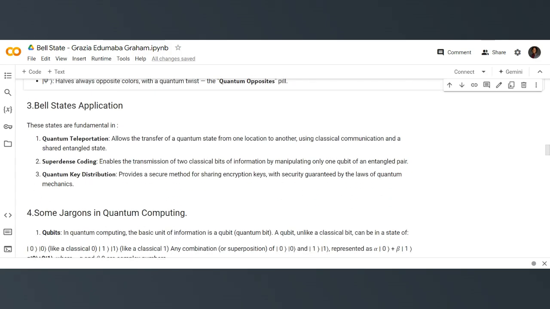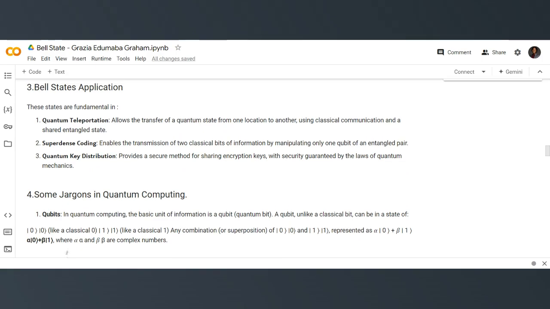Okay. So after we've created all these entanglements with the circuits, what's the end to this? We then look at the applications of Bell states. Bell states are fundamental in other areas, but predominantly these three. One is quantum teleportation, which allows the transfer of quantum states from one location to another using classical communication and a shared entangled state. The second one is superdense coding.